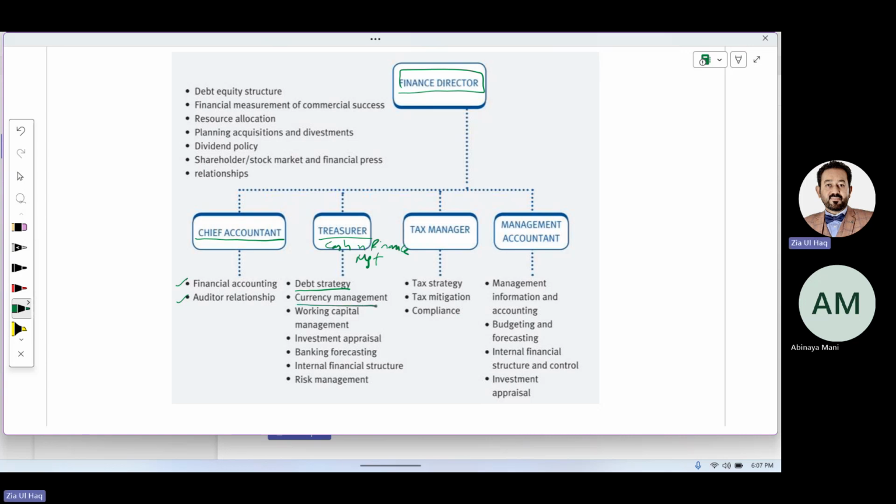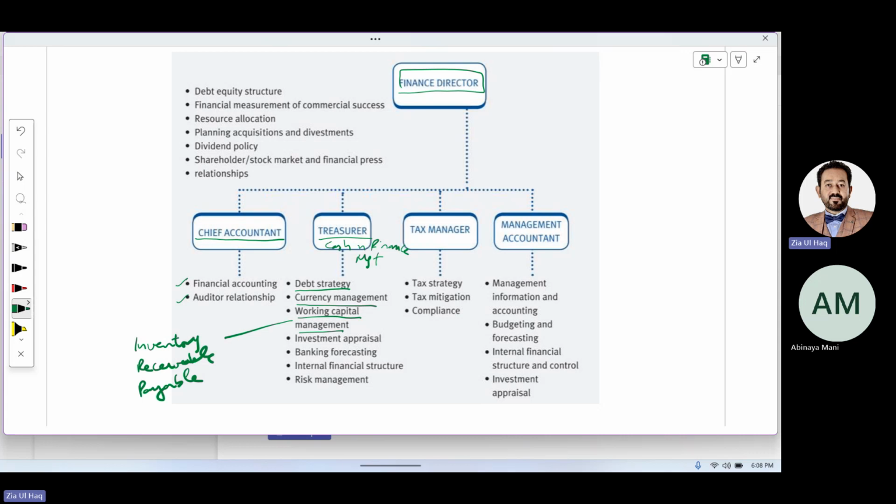Currency management, meaning how much cash the company should keep in hand and how much cash the company should keep in the bank account, the treasurer will manage. Working capital management. Working capital means short-term cash flow that can be managed through inventory, through receivables, through payables.